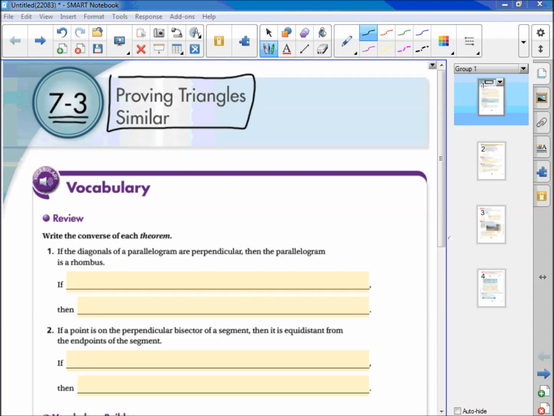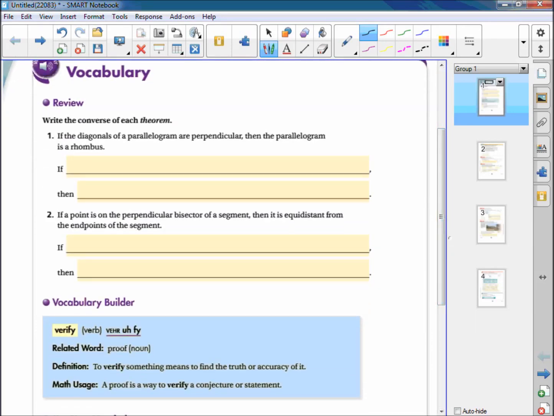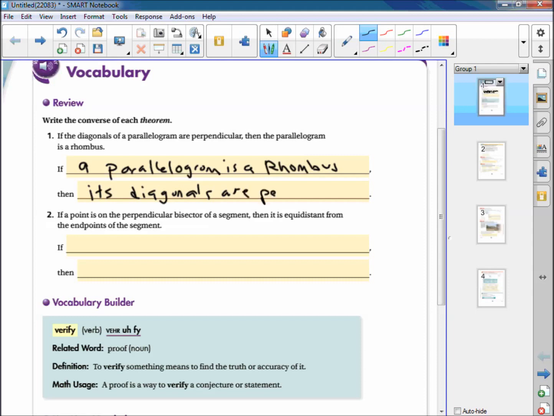All right, so if the diagonals of a parallelogram are perpendicular, then the parallelogram is a rhombus. And we want to write the converse of this theorem. So remember, the converse is to flip around the hypothesis and conclusion. So we're going to say, if the parallelogram is a rhombus, then the diagonals are perpendicular.